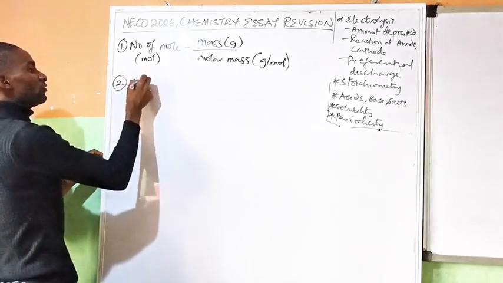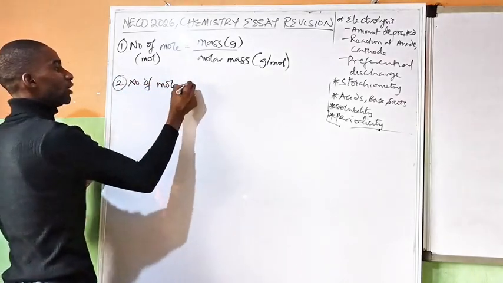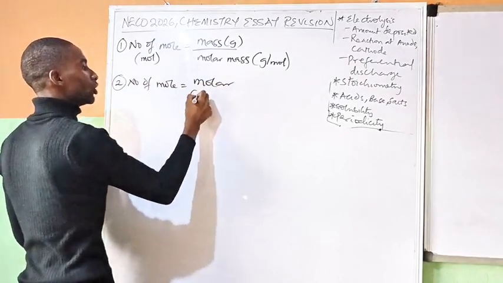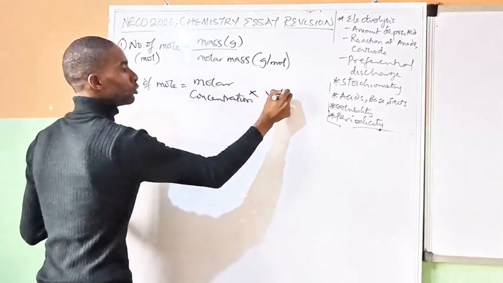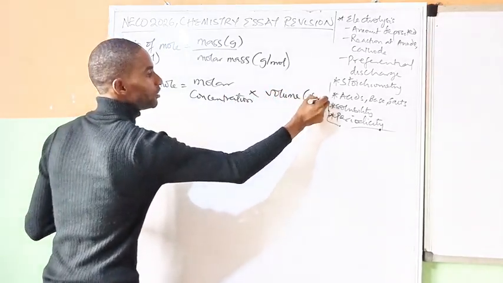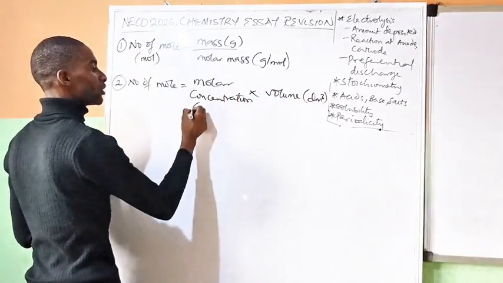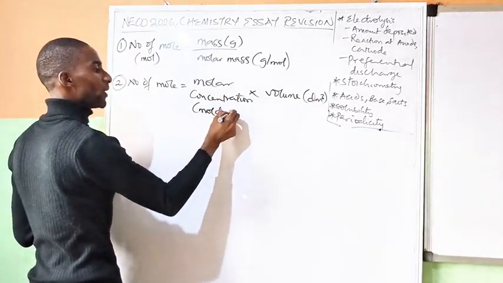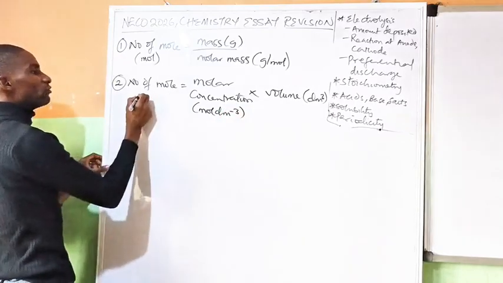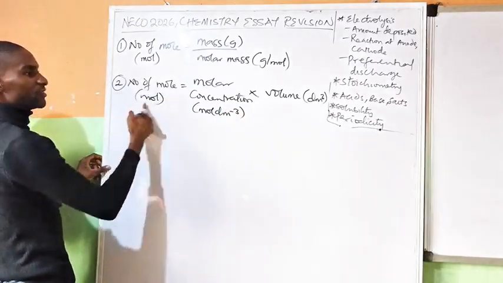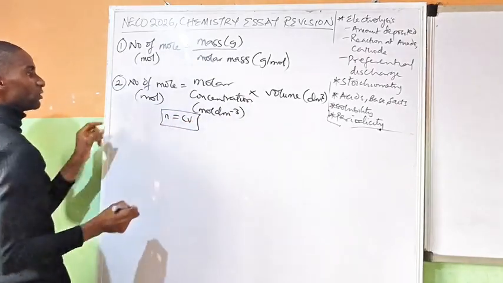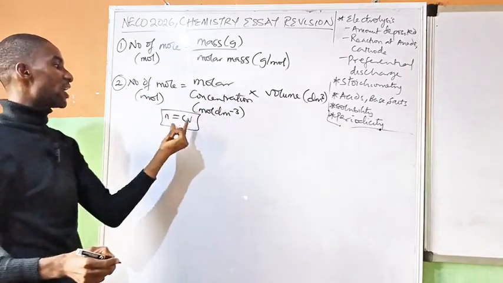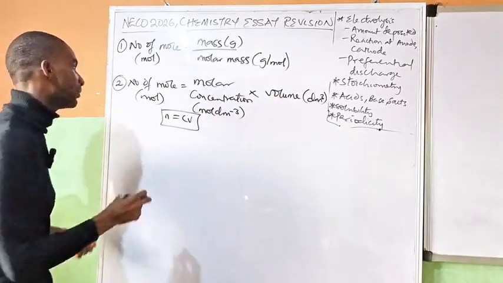Number 2, number of mole equals molar concentration times volume, and the volume has to be in dm cube. This molar concentration is concentration in mole per dm cube. Your number of mole is still mole. This second formula is also called N equals CV. You can replace it with N, number of mole, equals C, molar concentration, times V, volume in dm cube.